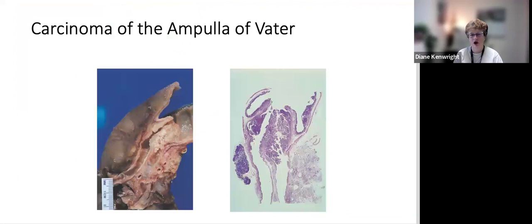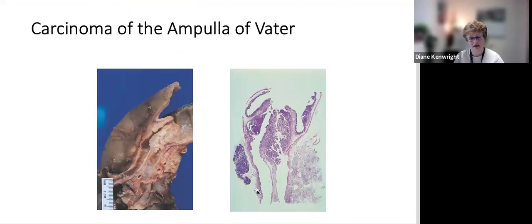Here we go. So a common place to get bile duct cancer is right at the end of the bile duct system at the ampulla of Vater. And here we can see, I'm just trying to get my anatomy here. This is the common bile duct, which is dilated. This is the small bowel here. And this is the carcinoma of the ampulla of Vater.